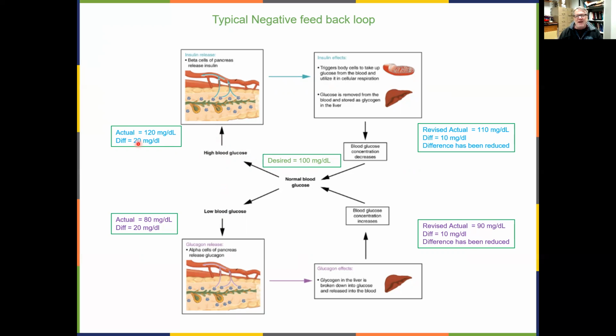So what's going to happen? This one doesn't require the brain to do anything. In this case, the pancreas is capable of generating the response and determining which way that response should go. There are two types of cells in the pancreas. One of them is called the beta cell, and the other one is called the alpha cell.